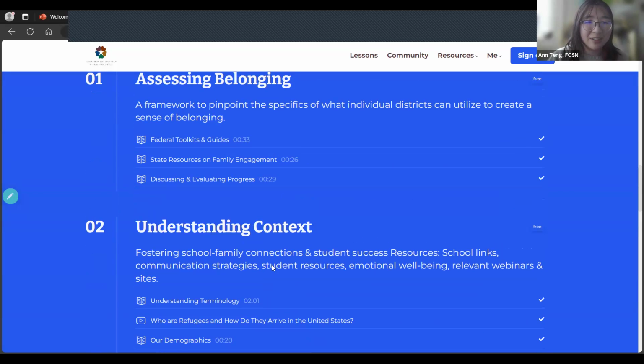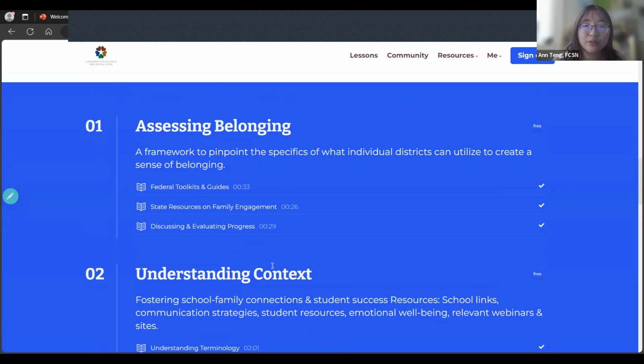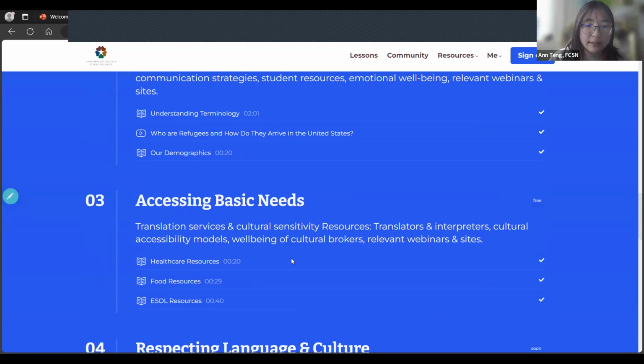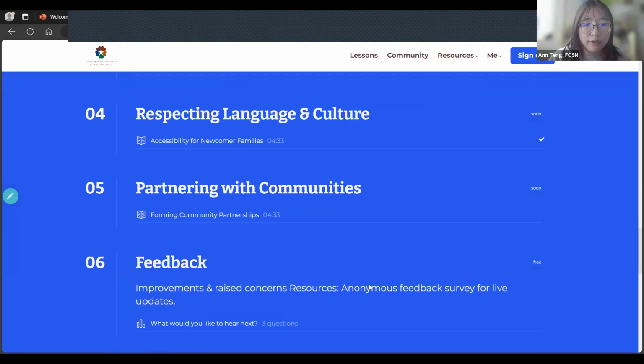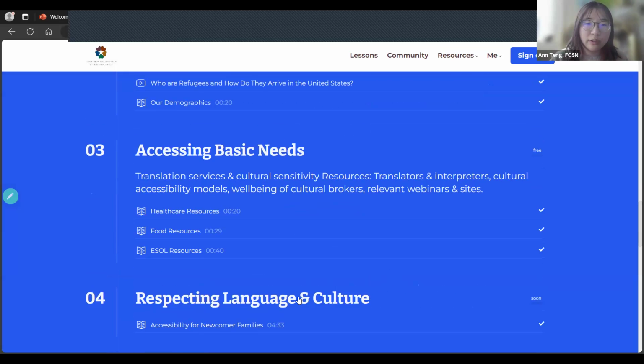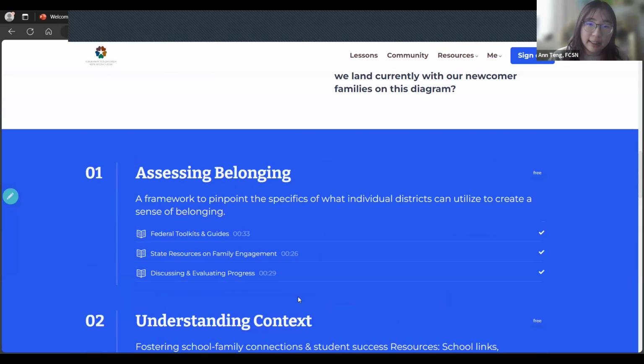If you keep going downwards, you will see that there is a lot of text, but what that all means is that there are different sections that you can go through to find resources on understanding context, assessing basic needs, respecting language and culture, and partnering with communities. After all of these sections, you will find a space for feedback if you would like to talk to us one-on-one on what you want to see.